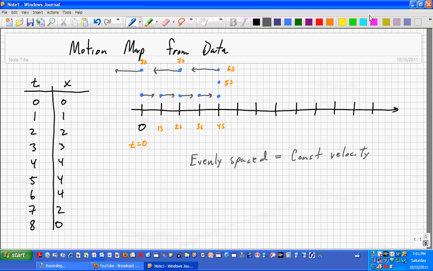So a couple of things I want to point out. We already talked about evenly spaced equals constant velocity, so we want to make sure those velocity arrows, those velocity vectors, are the same length. At a standstill, standing still, we stack the dots, because we're staying in the same position.